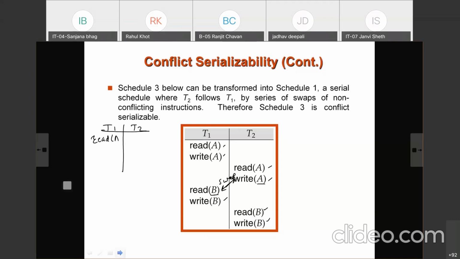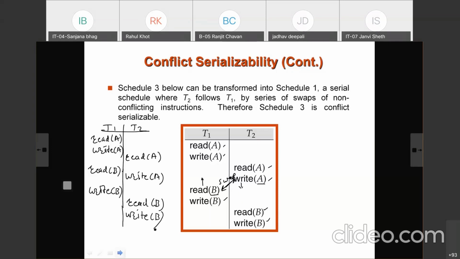Read A, write A. Then read A. And here I am going to swap. First I execute read and then I execute write. So read B, write A, write B, read B and write B. Okay. Now the next.